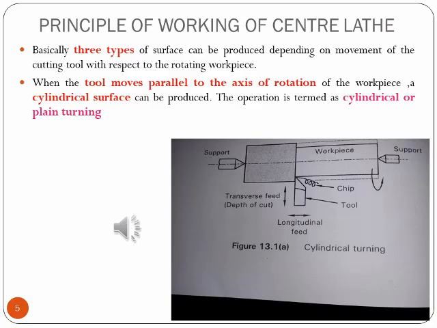This operation is called as cylindrical turning or plane turning operation because we get cylindrical surfaces or plane cylindrical surfaces from this operation.